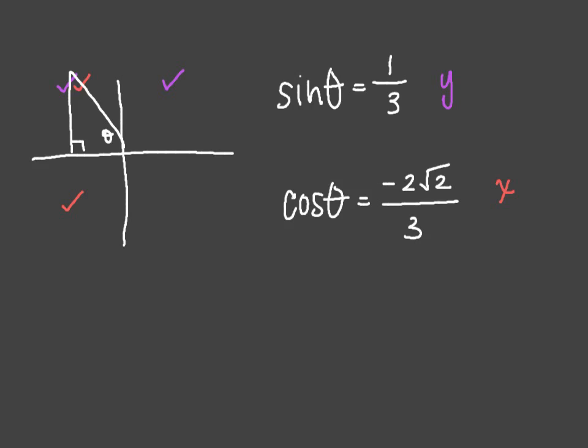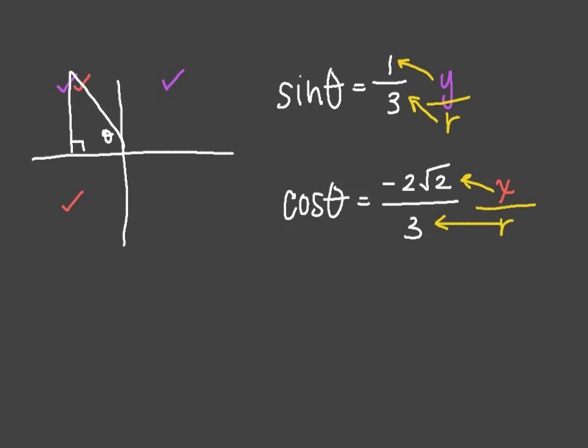Alright, so now we're going to actually use the information that they told us. So we know that sine of theta is y over r. So that goes hand in hand with this ratio that's given to us. That 1 on top is your y value, and that 3 on the bottom is your r value. Same thing for cosine. This number on top is your x value. This number on the bottom is your r value.